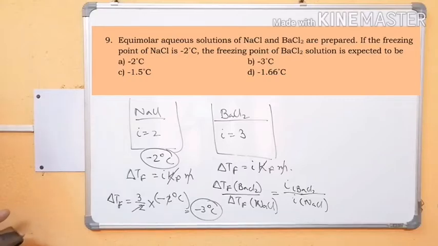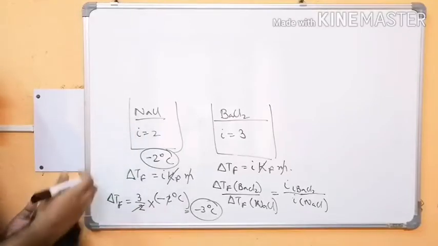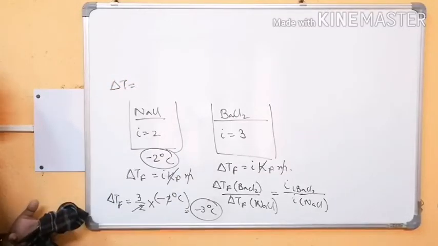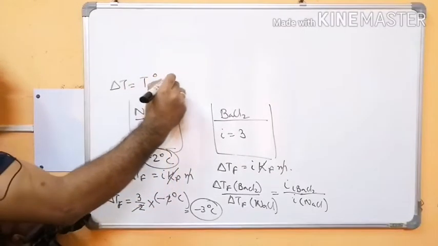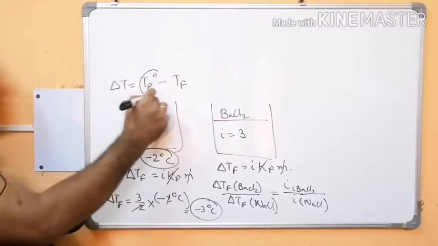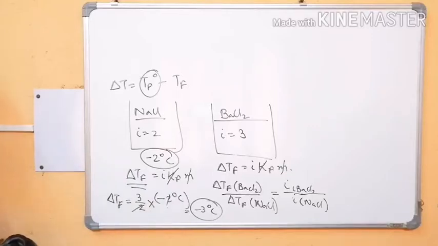So copy it down if you want to, or you can do it yourself also. It's very simple. Simply take the ratio of delta TF for both, because here the freezing point of water is 0 degrees. Delta TF is lowering of freezing point or depression in freezing point. So it is TF naught minus TF. TF naught is 0 already, so we can simply use the delta TF value here. Okay, so let's move to the next question.